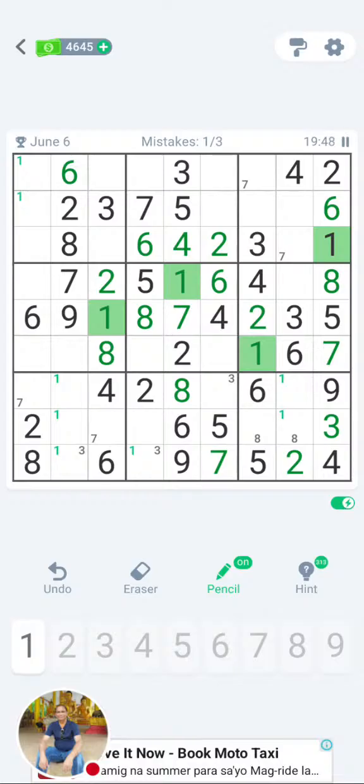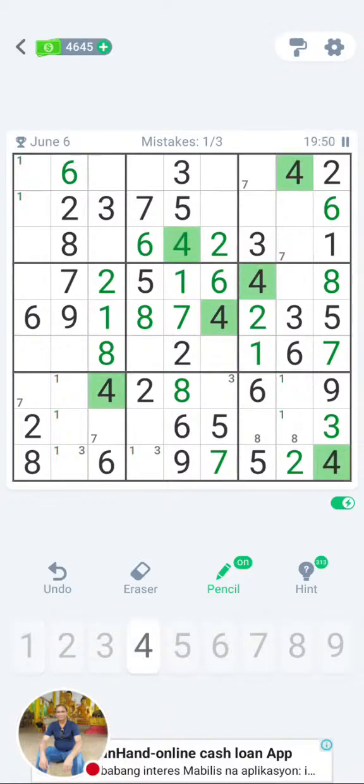And what was the other number I filled up? 1, 4. So 4, yeah, and I can put a 4 here. And then anywhere a 4, here at the top. So if 4 comes there, that means I can put a 1 there.